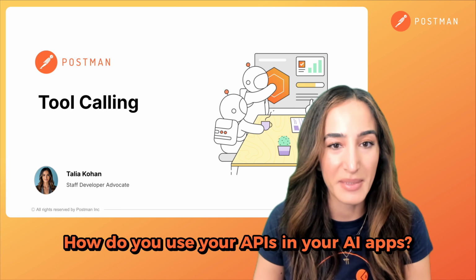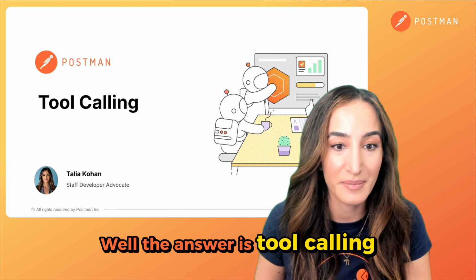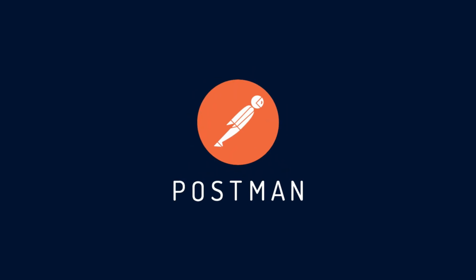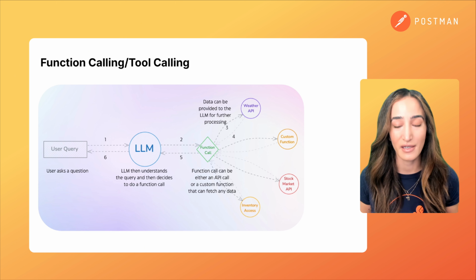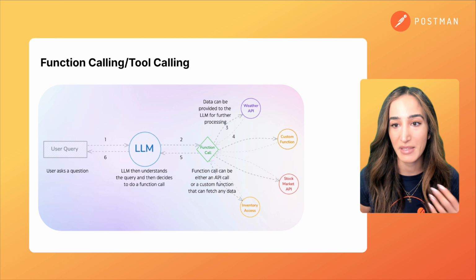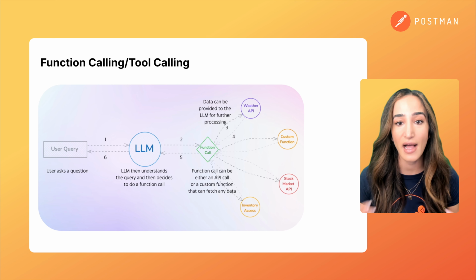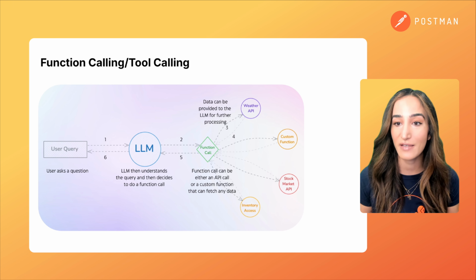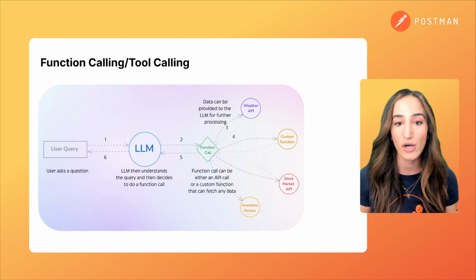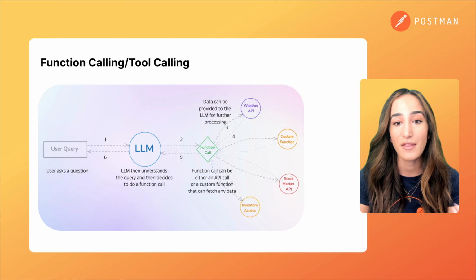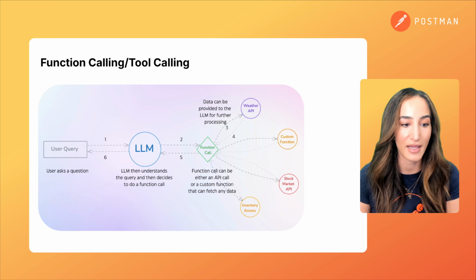How do you use your APIs in your AI apps? Well, the answer is tool calling. Function calling or tool calling allows LLMs to interact with APIs and external tools. So instead of just generating text, the LLM can determine that a specific action needs to be taken and then request that action to be performed by an external function. And the function call can be a custom function or it can be an API.